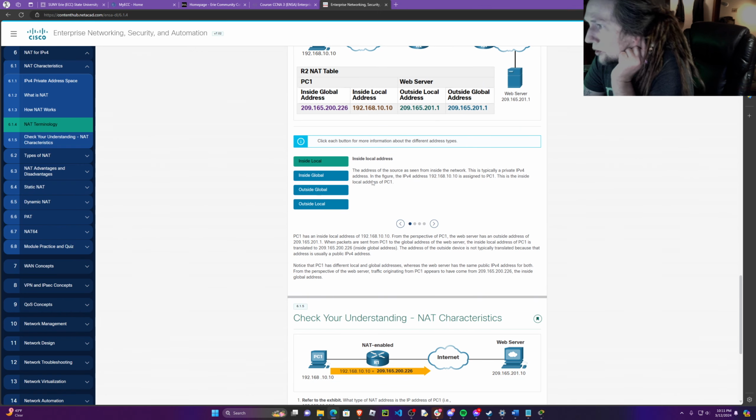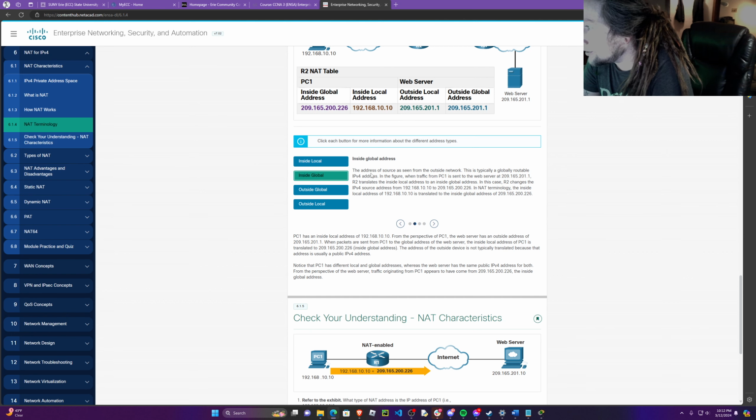Here, we can read more about those addresses. So our inside local is the address of the source as seen from the inside network. This is typically a private IPv4 address, such as 192.168.10.10.